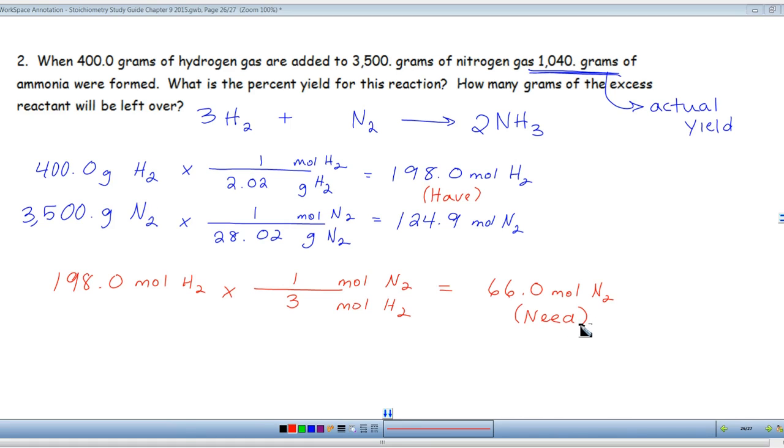Okay, so we make a little comparison. You have to make sure that you're comparing the right substance. This is nitrogen to nitrogen. I need about 66 moles, but I have almost 125. I have almost twice as much nitrogen as I need. There is no doubt in my mind that the nitrogen becomes my excess reactant. So by process of elimination, I'm expecting the hydrogen to be my limiting reactant.